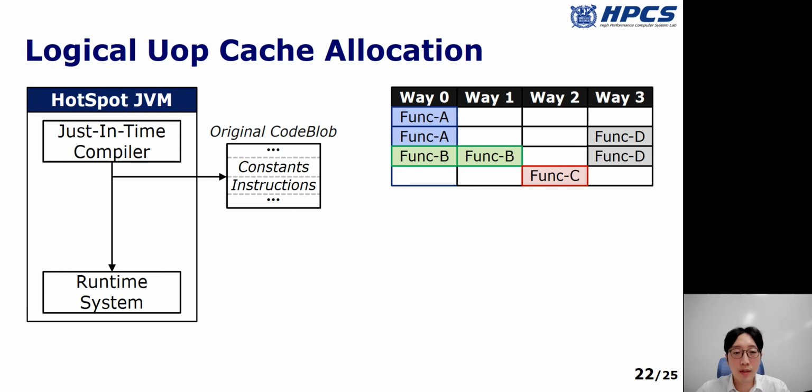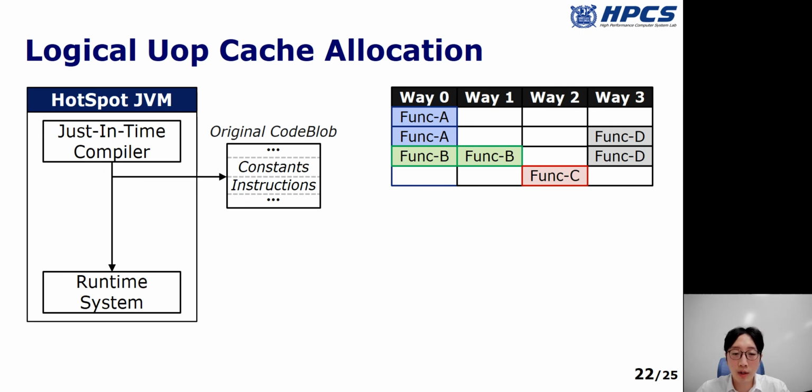To resolve this contention problem, we propose a software-based microcache allocation. Here, we use Java Virtual Machine to show the effectiveness of the proposed technique. As you can see, Java Virtual Machine compiles the frequently used functions during runtime, and the compiled functions are randomly allocated in different microcache sets, which incurs the microcache contention.